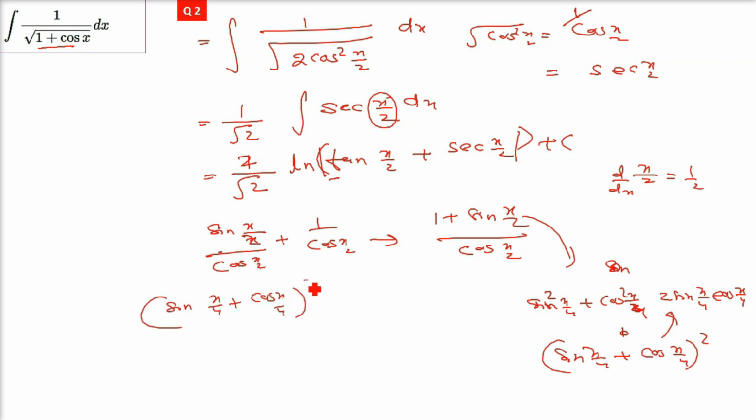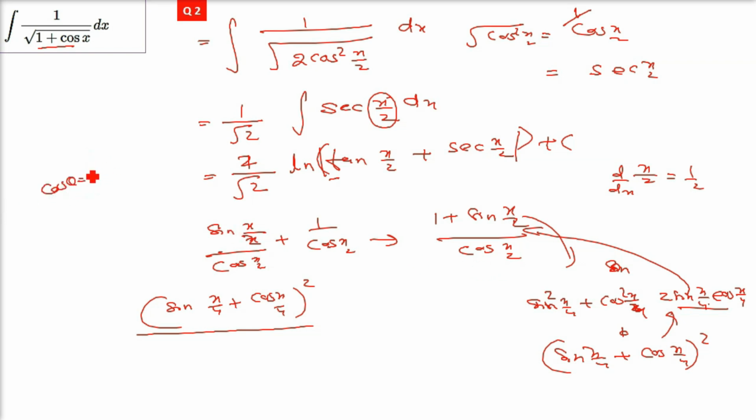So let me write it here. 1 is sin square x by 4 plus cos square x by 4, and of course sin x by 2 is 2 sin x by 4 cos x by 4. I've told you 3 times, I guess, so this is now clear to you. Coming now to the denominator. We have to do something with cos x by 2 also, because R.D. Sharma wants us to do it. For me, ln tan x by 2 plus sec x by 2 is the final answer. But let us do it.